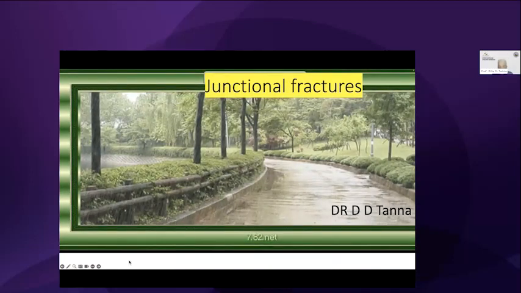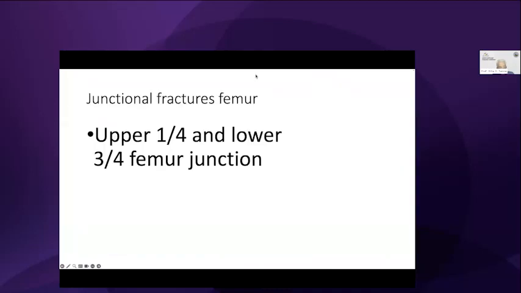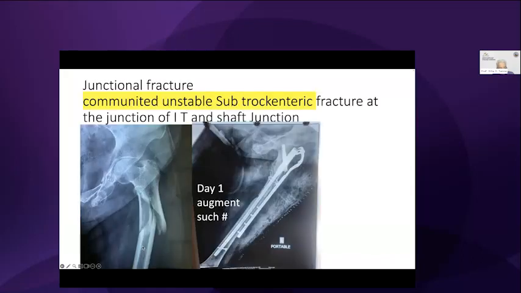So I'm talking about the junctional fractures, where the non-union rate is highest in the femur. I confine myself to the upper end of the femur and lower end of the femur, the junction between the upper 1/3 and lower 2/3, and the junction between the upper 2/3 and lower 1/3. Junctional fractures of the femur, upper 1/4 and lower 3/4 femoral junction. These are the fractures where the non-union rate is fairly high, and if needed, augmentation is an excellent way in which you can probably tide over the crisis.